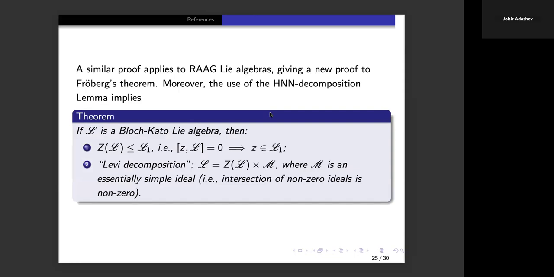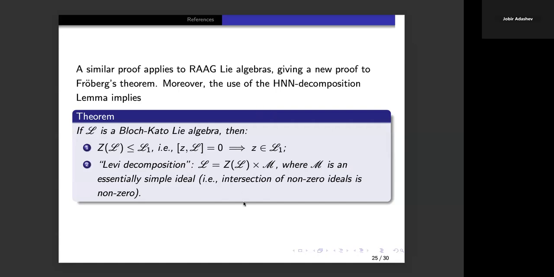Another application of the HNN decomposition in the context of block-Cato algebras implies that the center of a block-Cato algebra is always concentrated in degree 1. That is what I want to prove for causal algebras in general, but I couldn't. But at least for block-Cato algebras, we have this nice result that says that the center is not only concentrated in odd degrees and low degrees, but in degree 1.